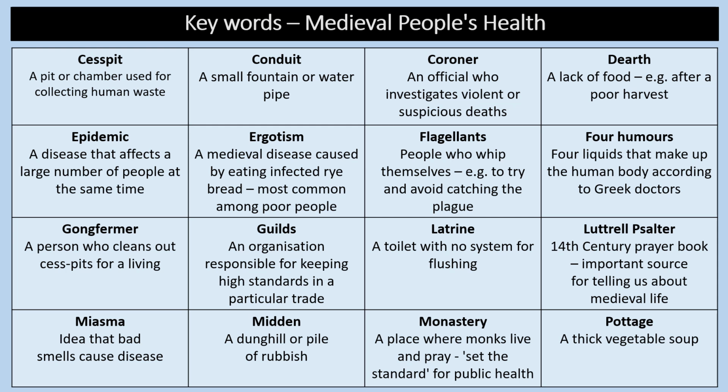Literal Psalter was a 14th century prayer book. Miasma is an idea that bad smells cause disease. Midden is a dunghill or pile of rubbish. A monastery, a place where monks live and pray, would set the standard for public health during this time. And pottage, a thick vegetable soup.